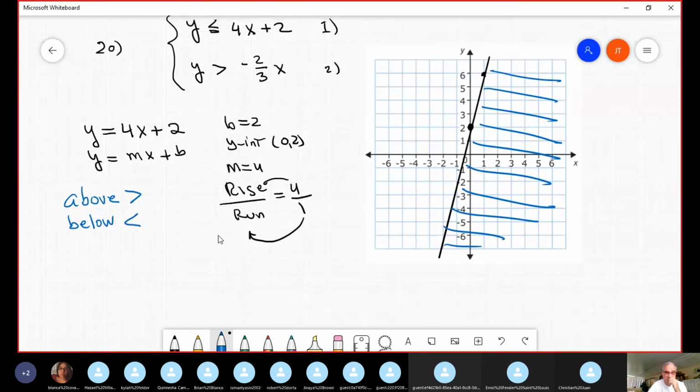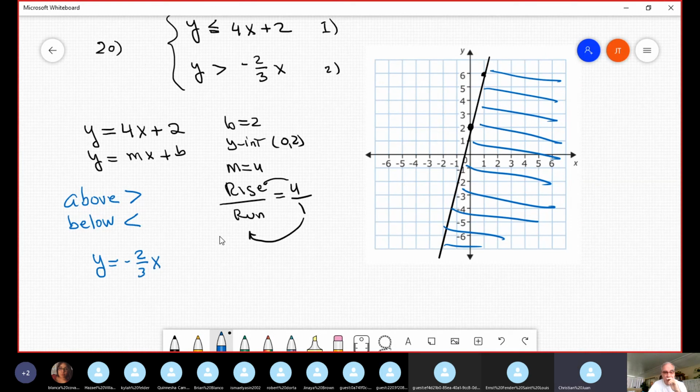The second inequality is the same. It's Y is equal to minus 2/3 X. Okay, it's obvious. You have to go 2 down and then 3 to the right. Exactly. But okay, before that.